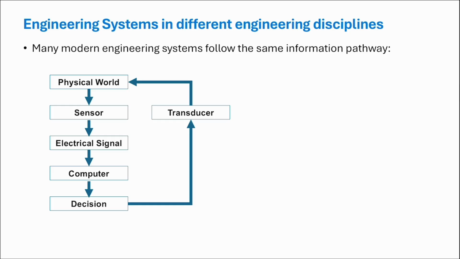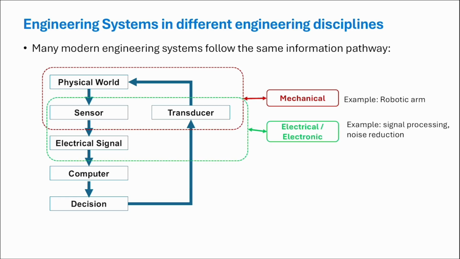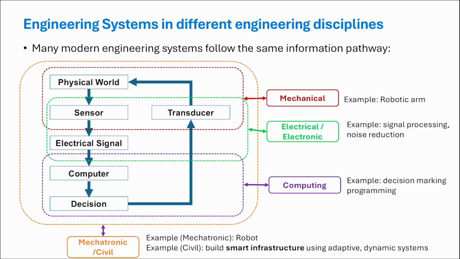In this typical engineering system, mechanical engineers are interested in the transducer. It means the mechanical part of this system. Electrical and electronic engineers are interested in the electrical part, how the signal transfers, and how to convert the physical signal into the electrical signal. The computing engineer, of course, wants to focus on the computing system, it means the software part. Mechatronic engineers will look at this system as a whole and try to optimize all the process.